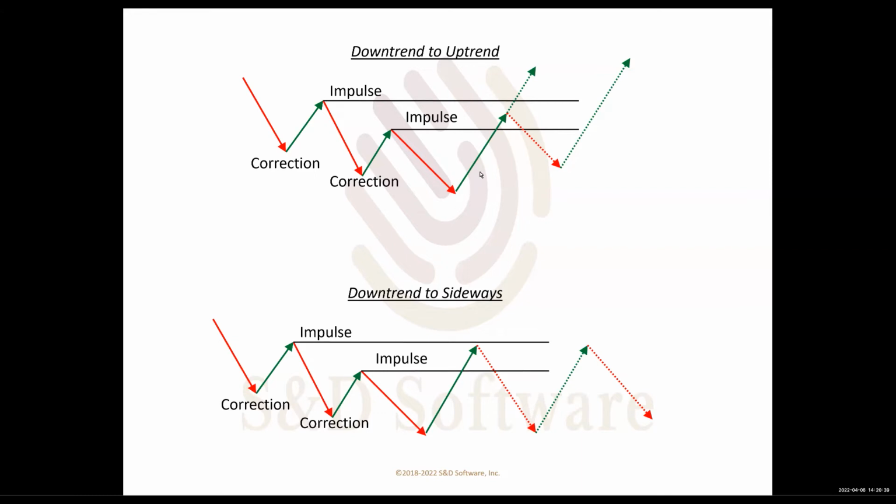The more typical case is we'll get the first break, we'll get a pullback. So essentially, this long correction acts as an impulse move in the new trend. We get a corrective move in the new trend, and then we get another impulse move in the new trend, and that new impulse move gives us that second break.